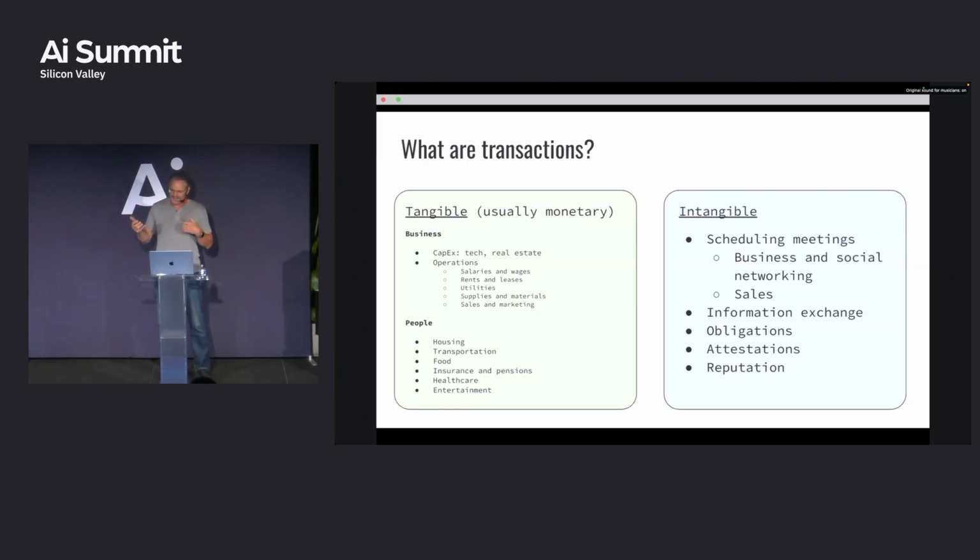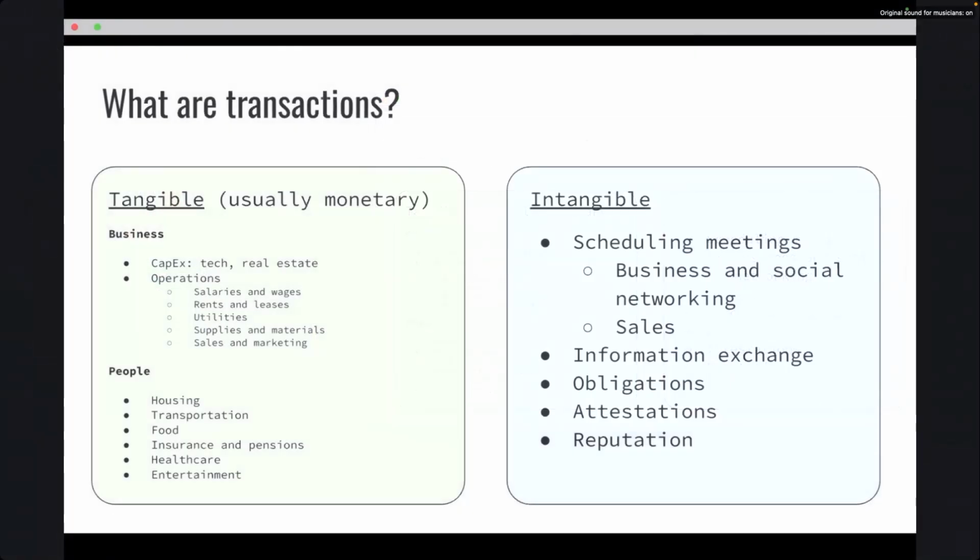We'll get value out of this. How do we schedule this meeting? And again, agents would be amazing for that. Information exchange: how do I send some information to you? How do you know you're getting it from me, not somebody else?